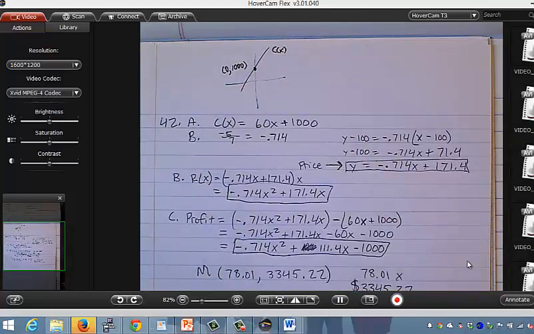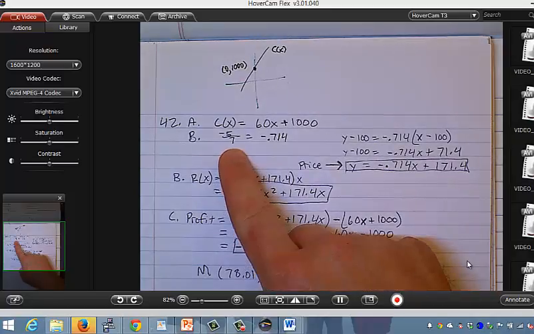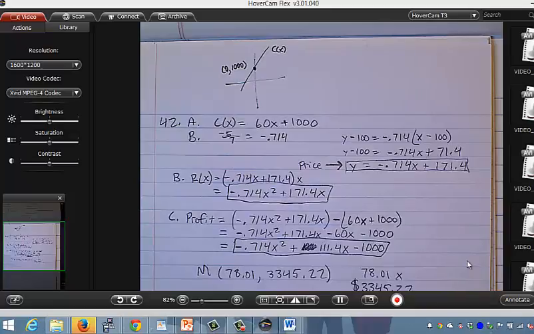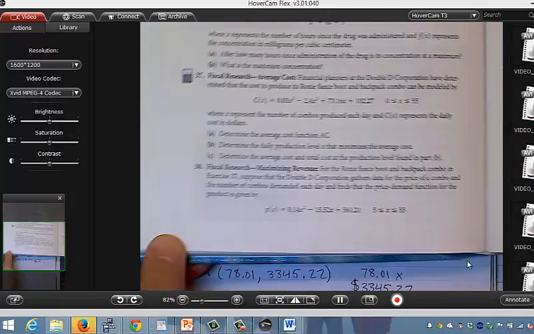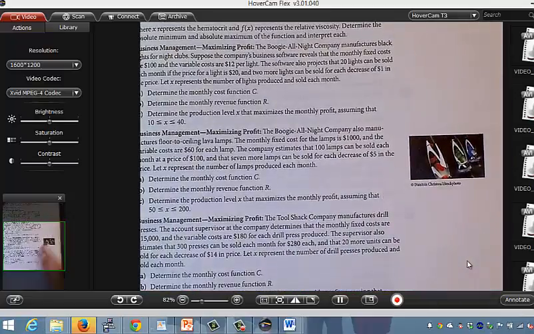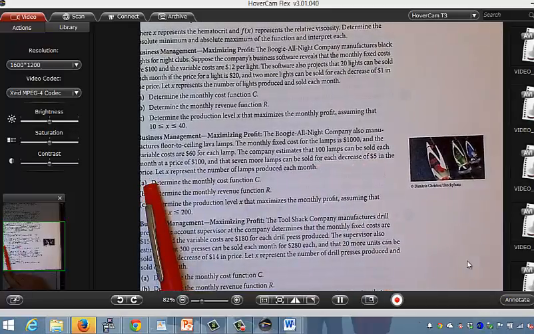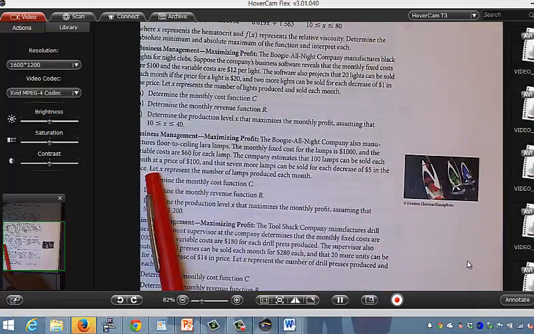Okay, part B. So the first thing these guys did is they wrote negative 5 over 7 equals 0.714. Why'd you do that? What's going on here with this fraction, negative 5, 7? Well, since it says 7 more lamps can be sold for each decrease of $5 in the price, okay, yeah.